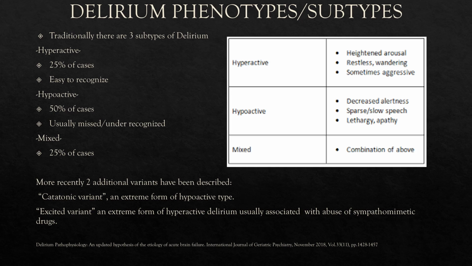Recently, the literature has discussed two additional variants. There is a catatonic variant, which is an extreme form of hypoactive delirium, and the excited variant, which is an extreme form of hyperactive delirium. This is usually associated with abuse of some of the drugs.